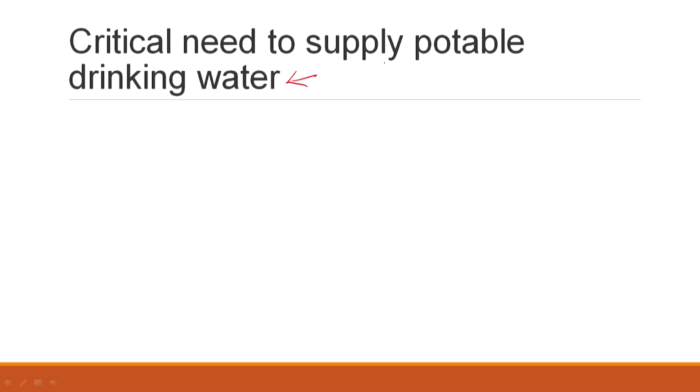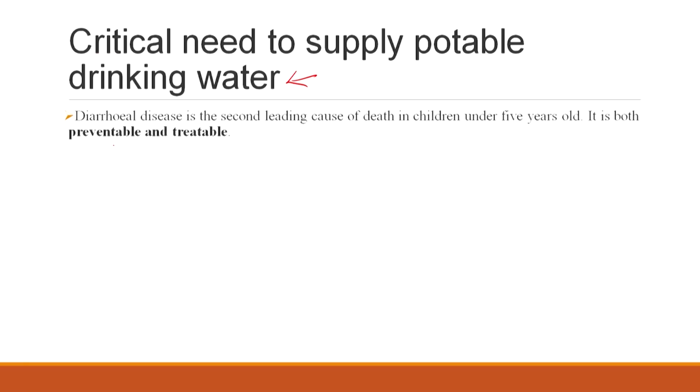Again, critical need to supply potable drinking water. As I mentioned earlier, diarrheal disease is the second leading cause of death in children under 5 years old. The reason that I emphasize it is because it is easily preventable and even treatable, I guess. So, double whammy here: lack of access to potable water, and then lack of access to medical care, or lack of access to affordable medical care.